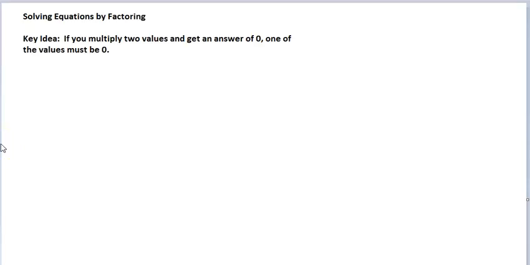What I'm going to talk about in this video is solving equations by factoring. The key idea that you need to remember is this. If you multiply two values and get an answer of 0, one of the values must be 0. For instance, if I multiply 5 times some unknown number, I'm going to call it x, and get an answer of 0, the only possibility here is that x equals 0.